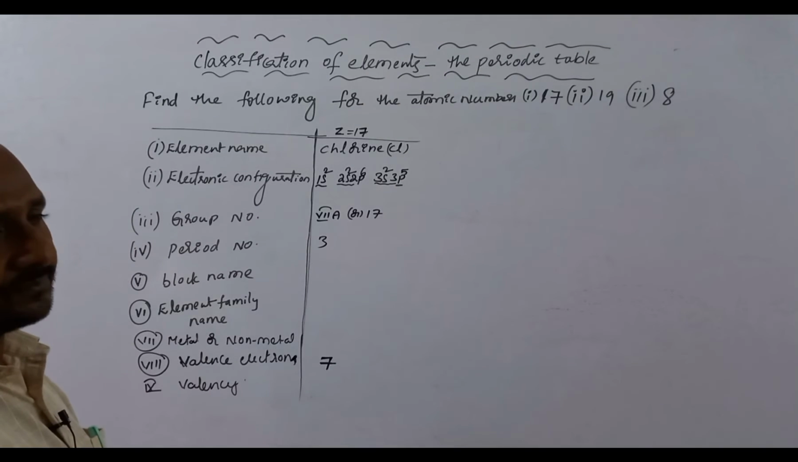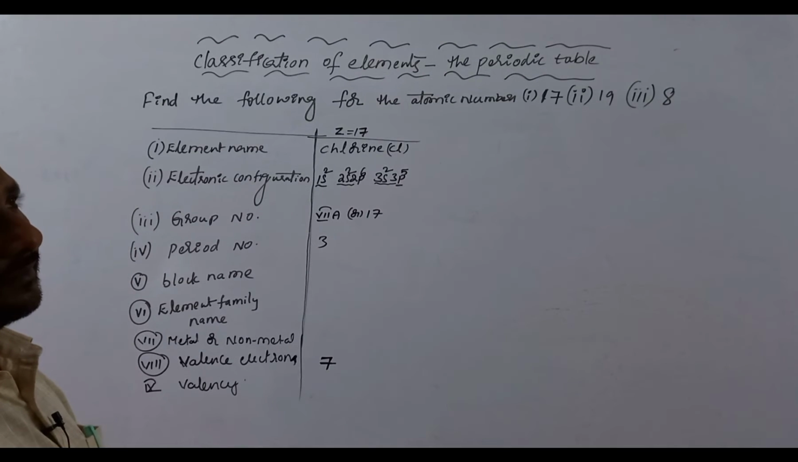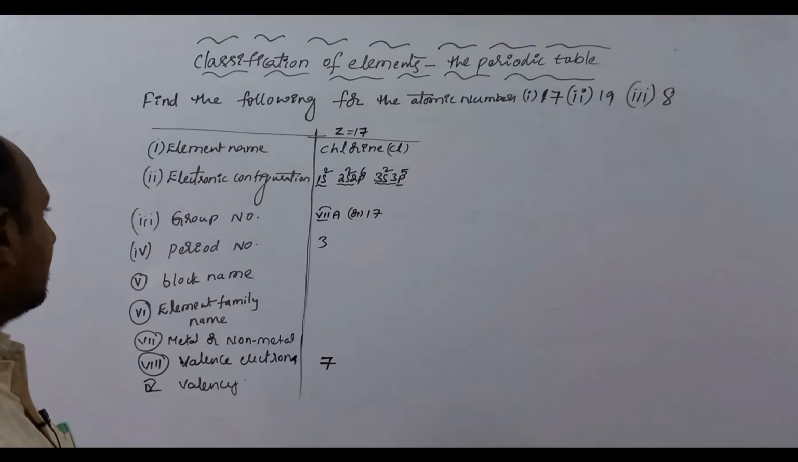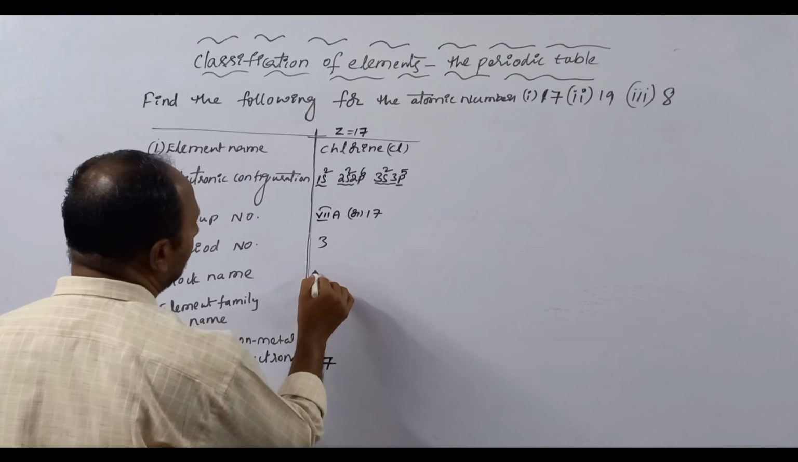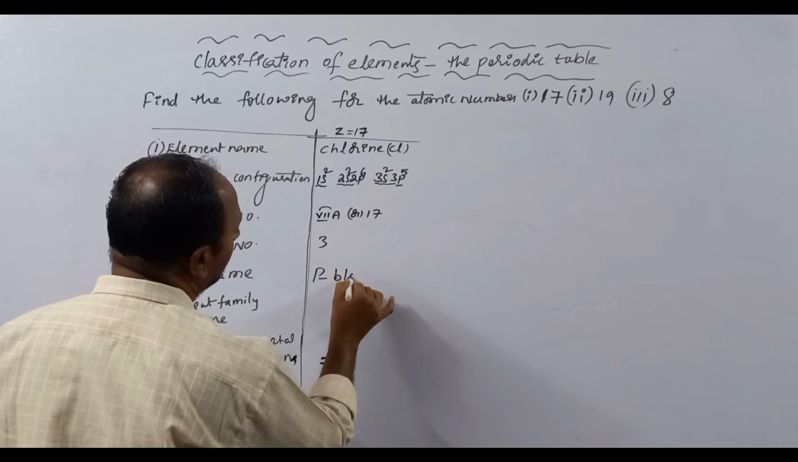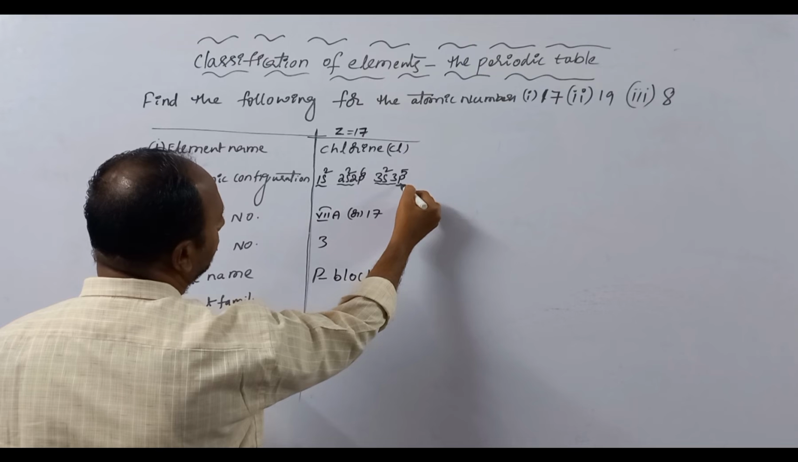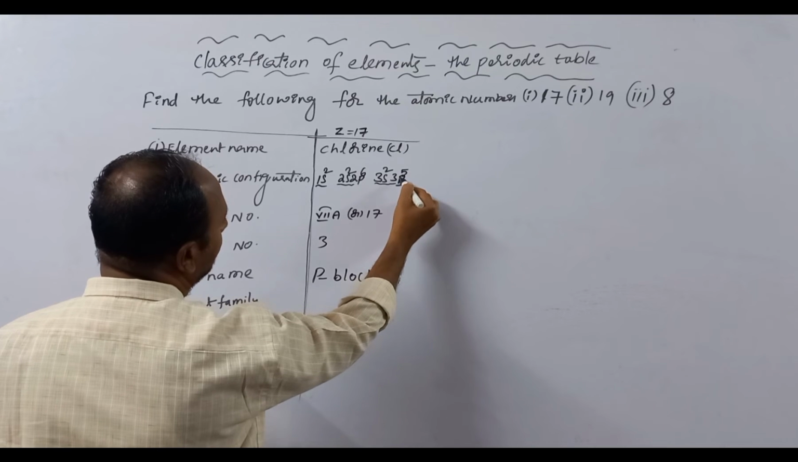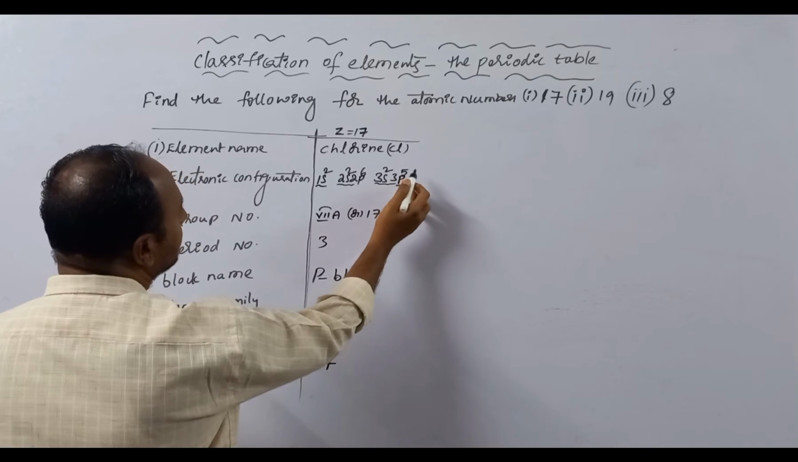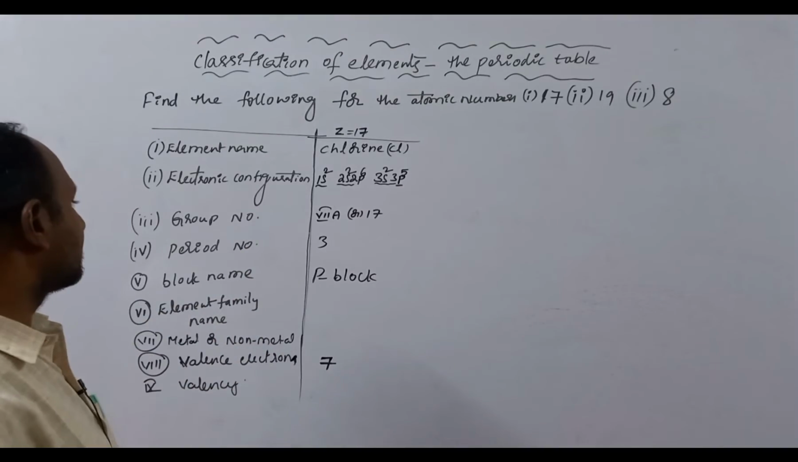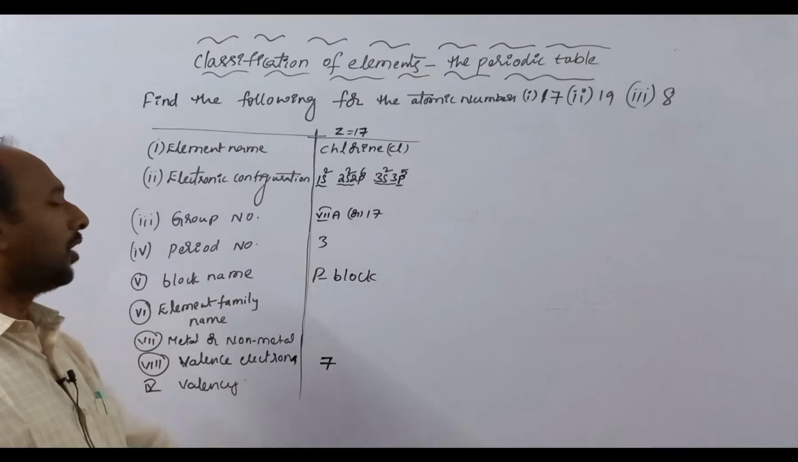It means that the last electron in the electronic configuration goes into some subshell, and the name of that subshell is taken as the block name. The 17th electron is the last electron for chlorine. It goes into subshell p, or orbital p. So the name of the subshell orbital is its block name. That is why chlorine belongs to the p block.